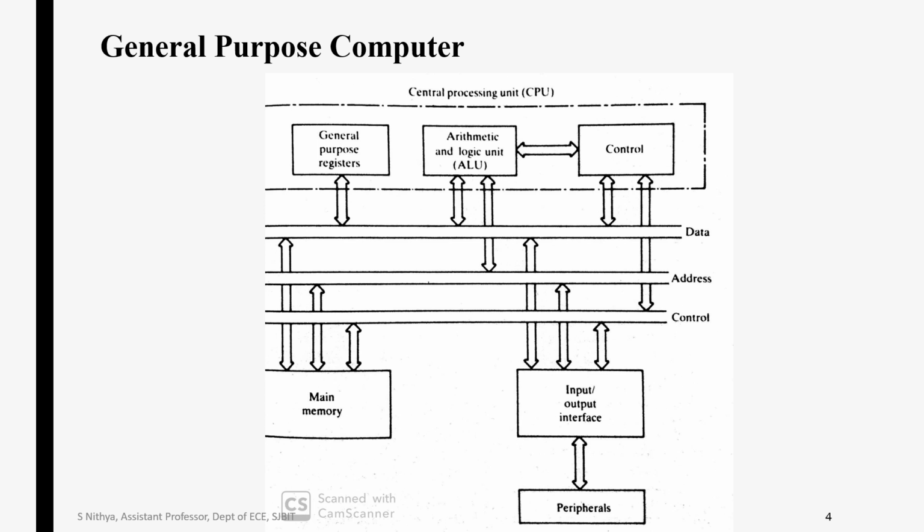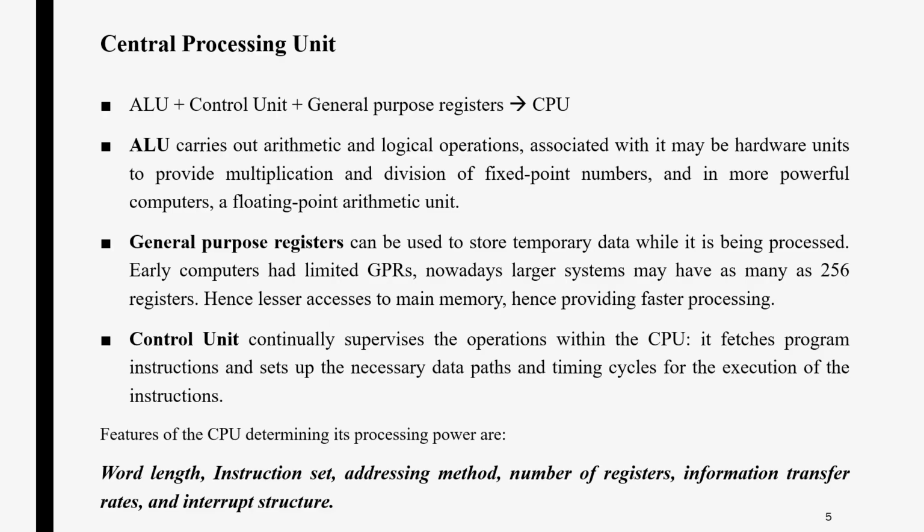Now we are going to talk in detail about all the processing units. The first one is the central processing unit. In the central processing unit, the combination of ALU, control unit, and general purpose registers makes the CPU. To process data we need the arithmetic logic unit, control units, and general purpose registers to store the data. All of this together is the CPU.